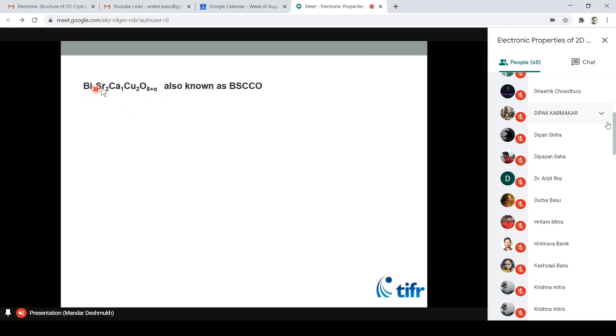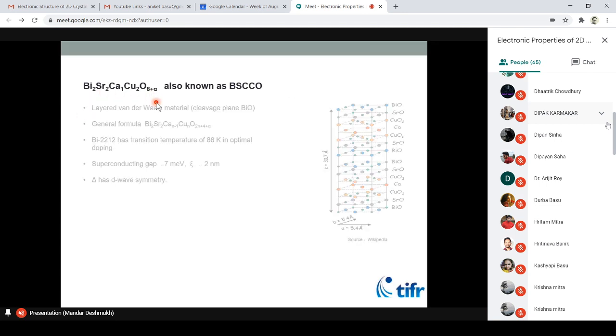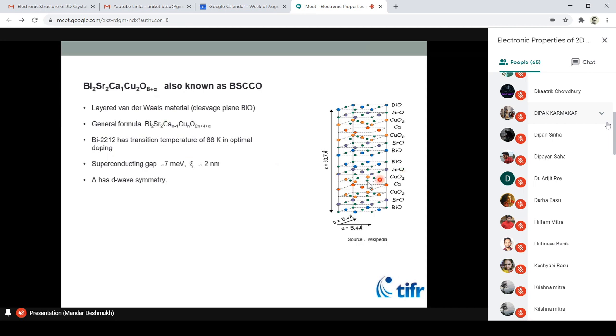It's a complicated chemical formula. I'll show you the crystal structure. Its acronym is BISCO: bismuth, strontium, calcium, copper oxide. And it has a very intriguing structure of bismuth oxide plane.